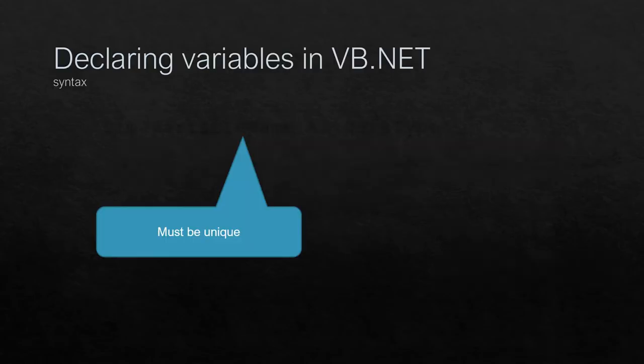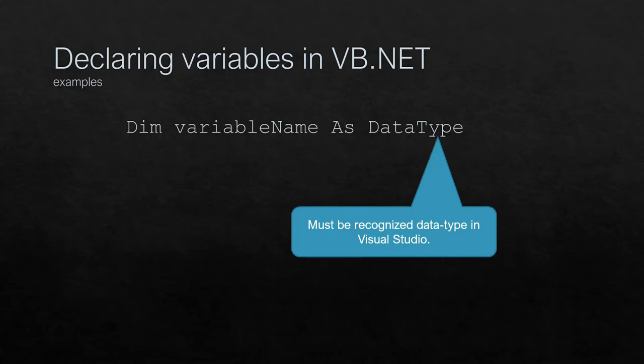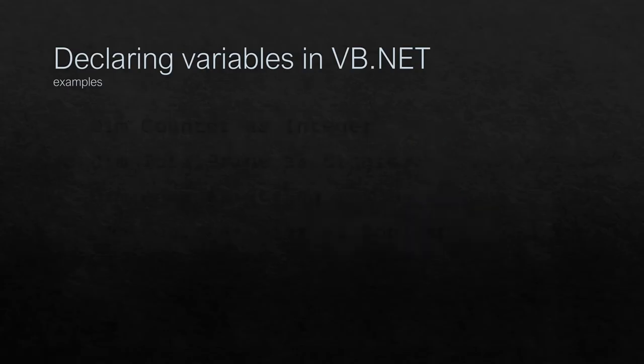When it comes to defining or declaring variables in Visual Basic.NET, the keyword you use at the start of the expression is Dim, DIM. You then have to give it a variable name which is unique. We then have the keyword As, which simply says I want this variable to have this data type, and the data type needs to be one of the recognized ones that we use in Visual Studio and Visual Basic.NET.